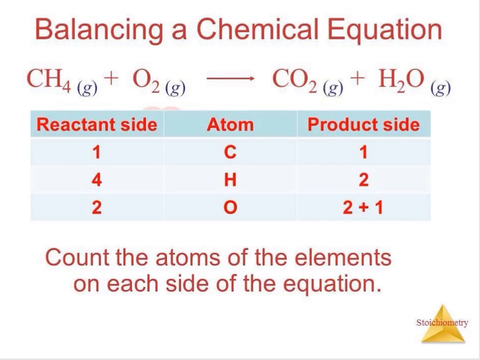After writing the correct chemical equation representing the reaction, we count the atoms of the elements on each side of the equation. Since a chemical equation is always divided into two parts, the reactant side and the product side, we count the number of atoms on the reactant side and then on the product side. For example, we have the atoms of carbon, hydrogen, and oxygen involved in this chemical equation.